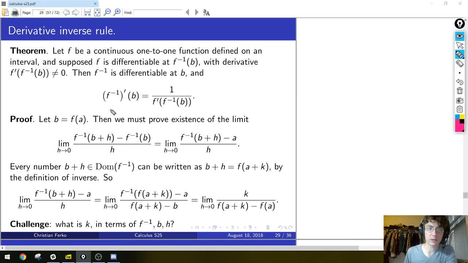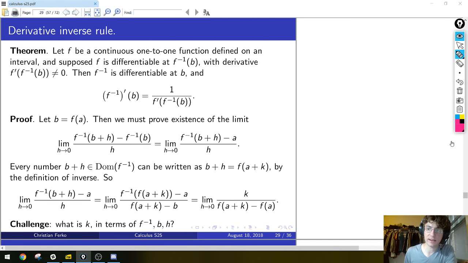Alright, a little hard proof, but let's do it. So again, if b is in the domain of the inverse, it's in the range of the function, so that means b equals f of a for some a. Good. The limit we have to prove exists is the definition of f inverse prime at b. By definition, that's the limit as h goes to 0 of f inverse of b plus h minus f inverse of b over h. In going from this step to this step, all I've done is replace f inverse of b with a, right? So that follows from this equation. If b equals f of a, then a equals f inverse of b. So we just have to prove this limit exists.